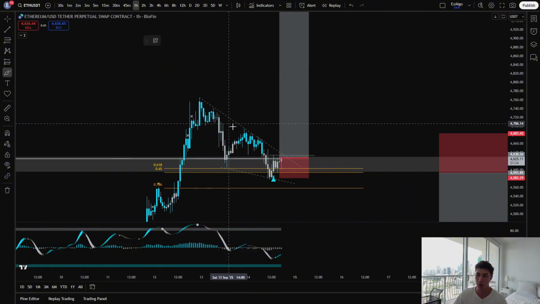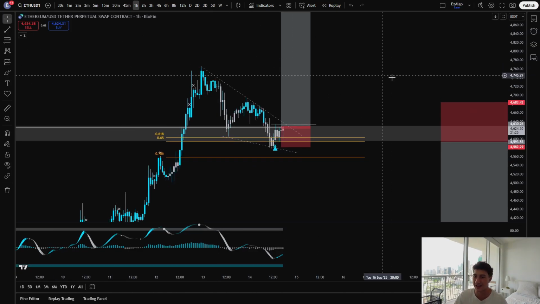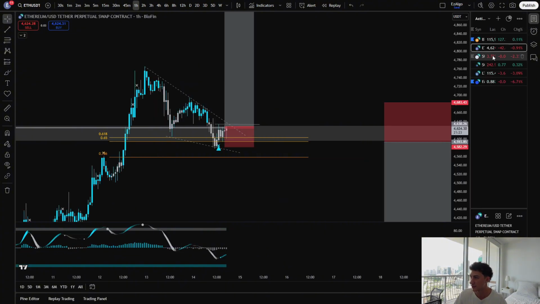Deep in the profits. Probably move my stop loss to break even at this most recent high here, something like this. Target this high as our first take profit, and then let the rest of the trade ride here for Ethereum.